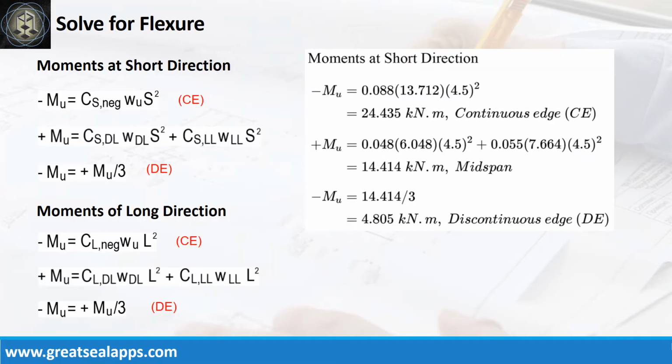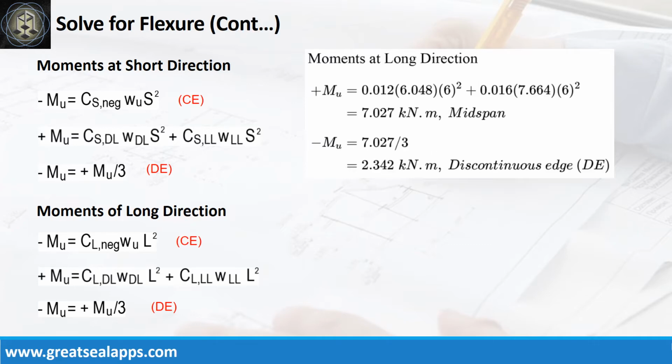Moments at short direction. Negative moment at continuous edge is 24.435 kN/meter. Positive moment at midspan is 14.414 kN/meter. Negative moment at discontinuous edge is 4.805 kN/meter. Moments at long direction. Positive moment at midspan is 7.027 kN/meter. Negative moment at discontinuous edge is 2.342 kN/meter.